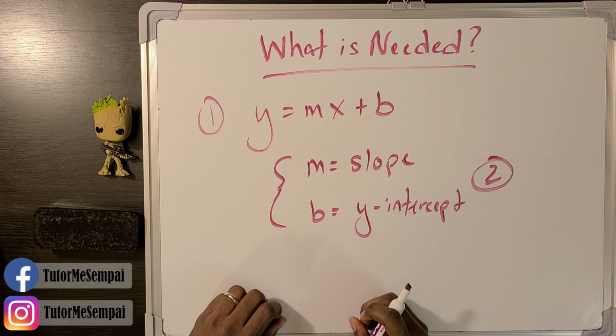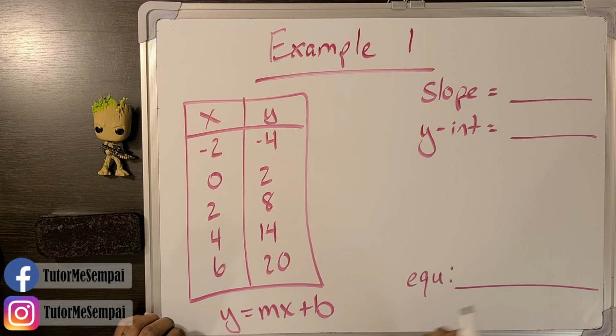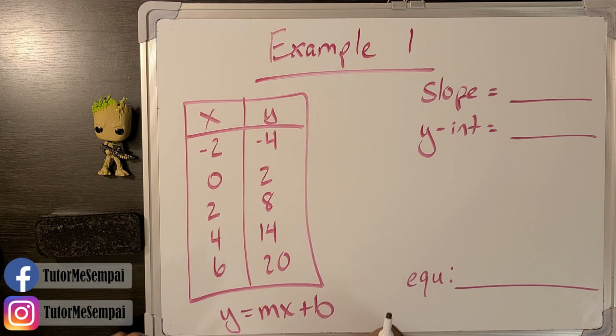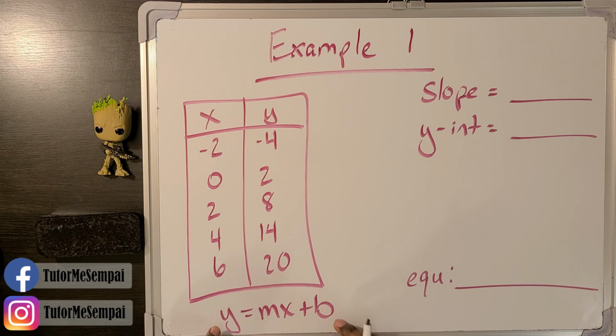Now that we know what's needed, let's actually check out some points and create our linear equations. This is going to be our first example for today. We have a bunch of points here given to us from a table, and we want to be able to create a linear equation from these points. Remember, the first thing we have to do is recall what our slope-intercept form is. You need to know what that is, so I wrote that here so we don't forget it.